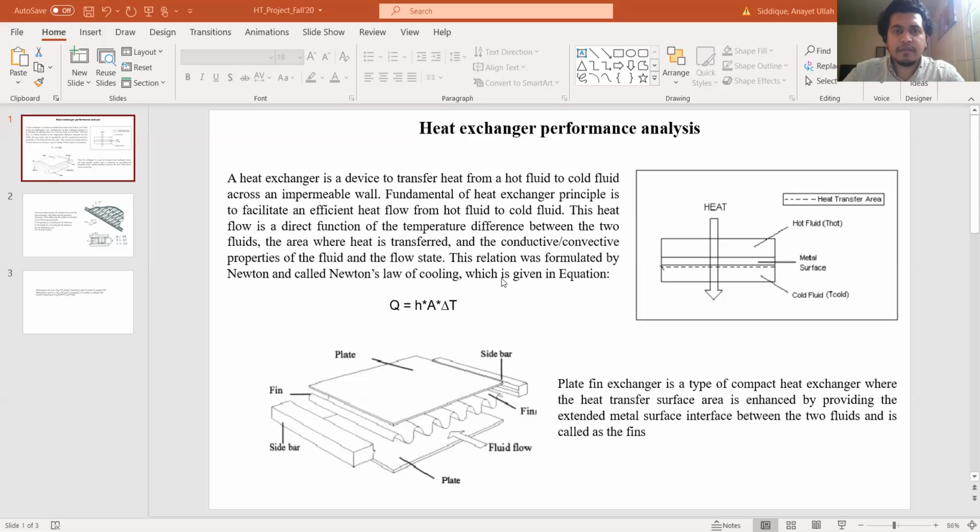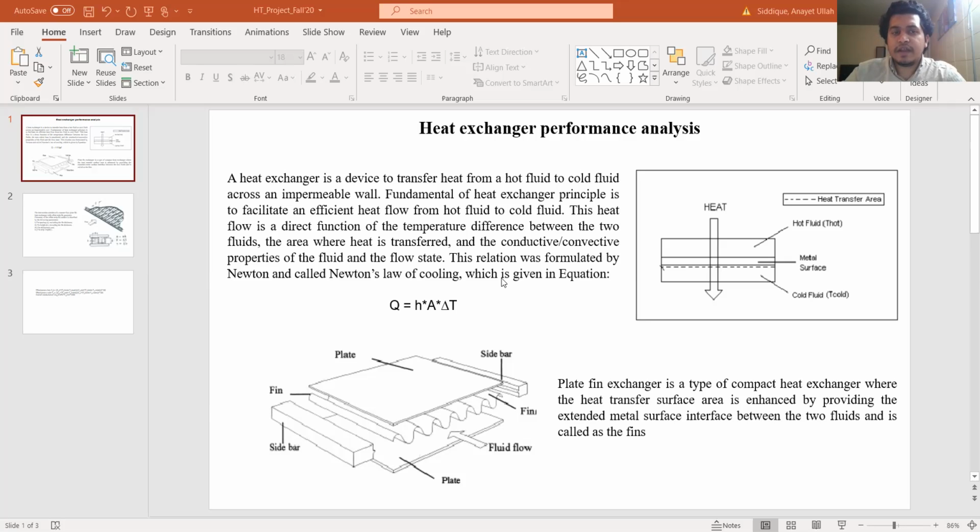So for this project I have developed an EES code to analyze the performance of a heat exchanger. At first I will introduce the basic mechanism of heat transfer, then I will introduce the plate fin heat exchanger. A heat exchanger is a device to transfer heat from hot fluid to cold fluid across an impermeable wall. The fundamental principle of a heat exchanger is to facilitate an efficient heat flow from hot fluid to cold fluid.